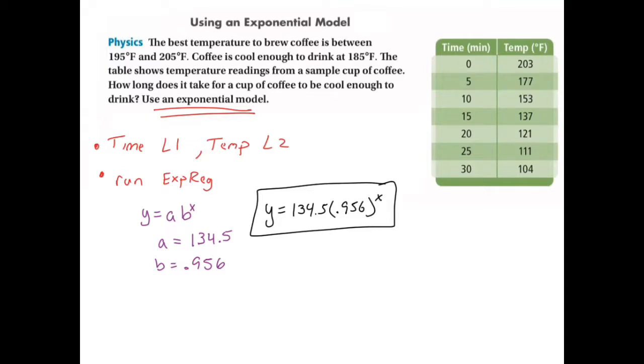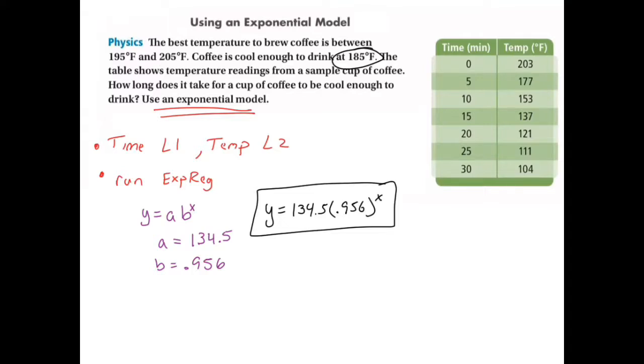And it says it's cool enough to be drunk when it's 185 degrees. But before we can finalize this answer, I want you to think about something. This original exponential function has a horizontal asymptote. If you graph it, you're going to notice that it's y equals 0, meaning the x-axis, meaning they're assuming this coffee is going to bottom out and be 0 degrees at some point. Well, I don't think the coffee is ever going to really be 0 degrees. The only way it's going to reach that is if you put it in a fridge or a freezer. In reality, this coffee can only ever really get as cold as room temperature.